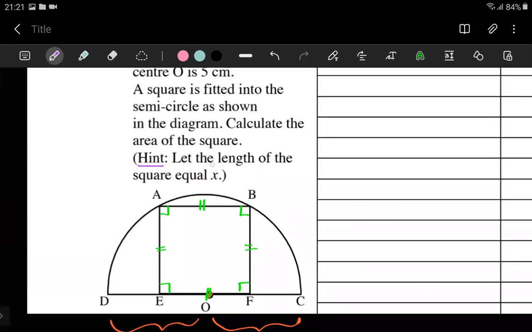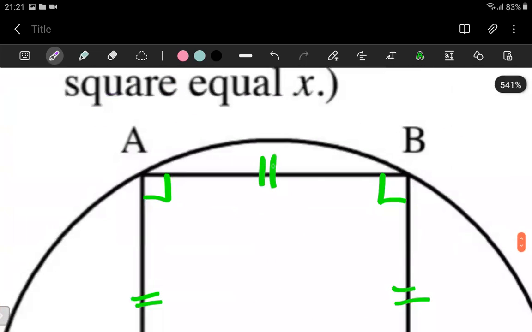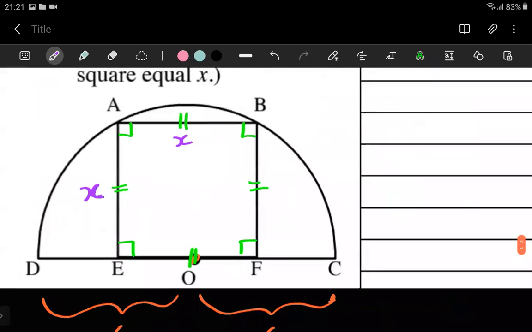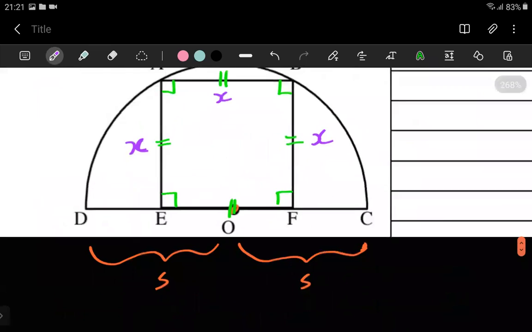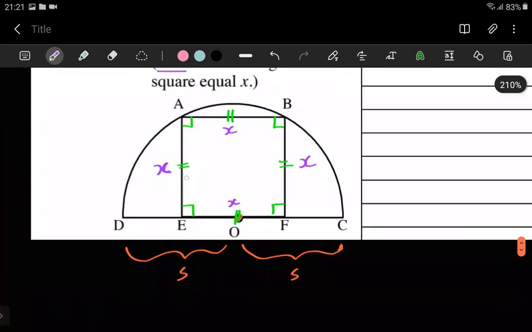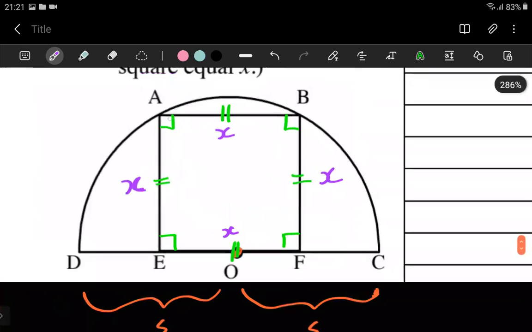So the hint here says, let the length of the square equal x. So what that does now is, if this is x, and this whole thing here is x, then the whole thing down here is also x. But what's interesting is that in as much as all this is x, we have to make use of the 5 measurement here, which is where this triangle now comes in. Because this triangle has a radius, and the radius is 5.